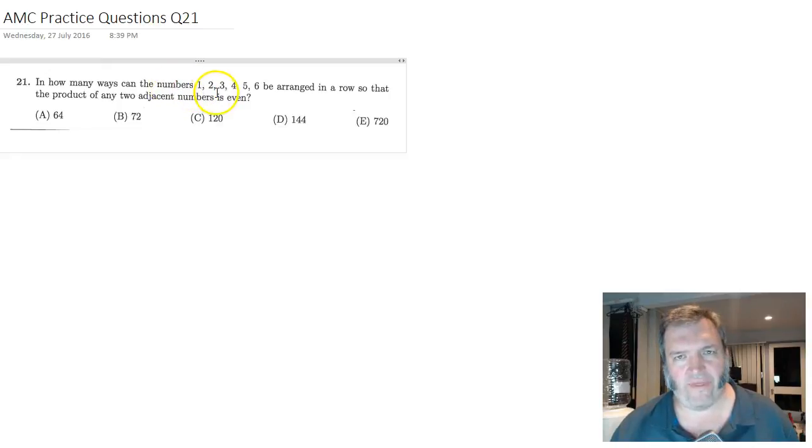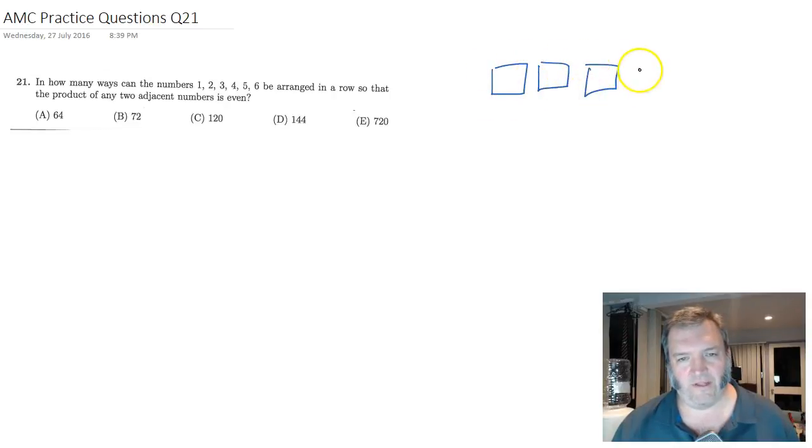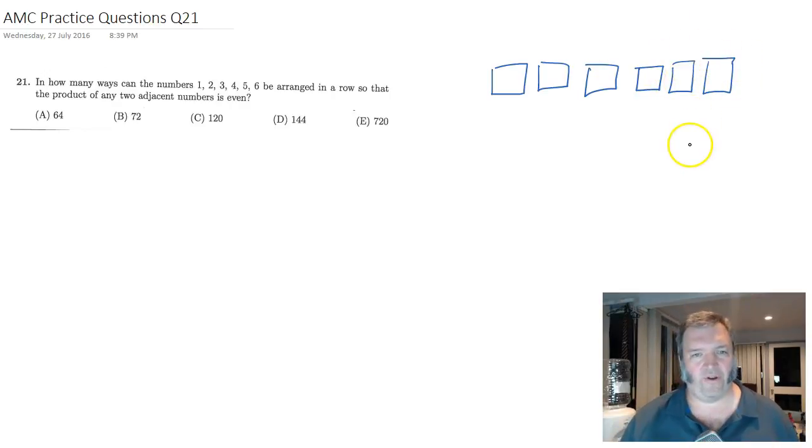How do I ensure that a product is even? The product of two numbers is even if at least one of those numbers is even. The only way we can have a product that's odd is if we have odd and odd. So if we think about the 6 positions that the numbers could be in, look at my beautiful artistry there. I hope you're appreciating my skills. And I'm just going to use O and E for the odd and even numbers.